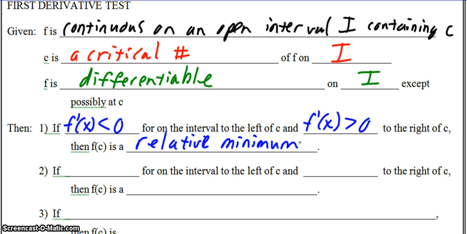And so let's talk about what that means. Well, if the derivative is less than 0, then the function is decreasing. If the derivative is greater than 0, then the function is increasing. So if it's decreasing to the left of the number and then increasing to the right of the number, that meant that it was going to be a minimum.